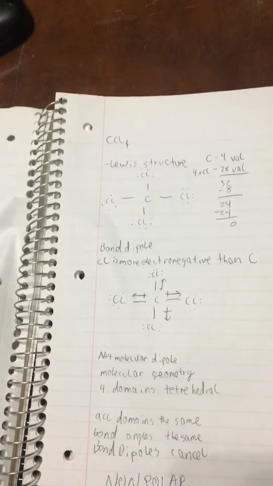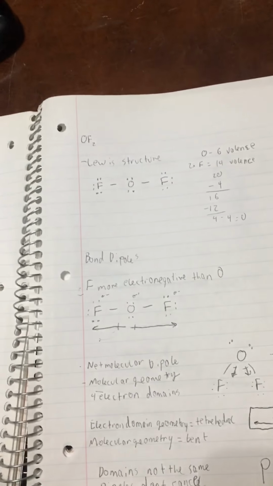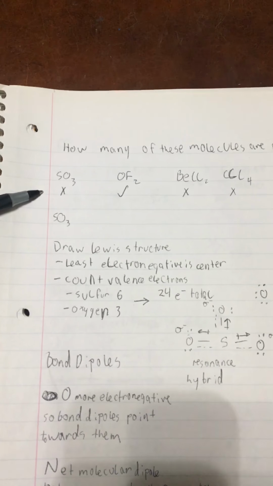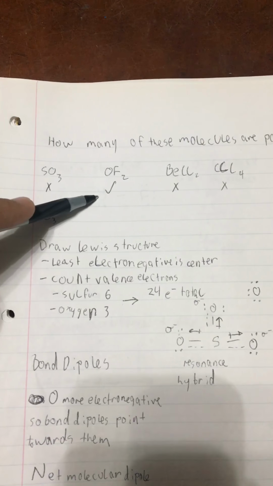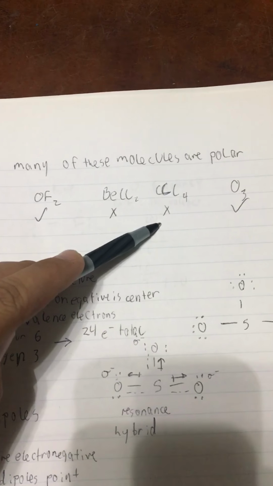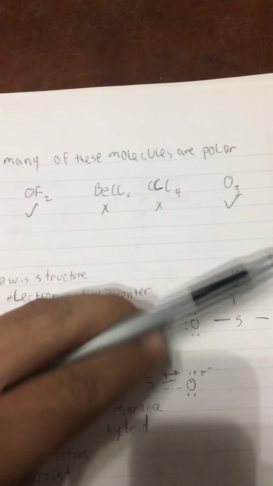So, out of all this, we've determined that SO3 is nonpolar, OF2 is polar, BeCl2 is nonpolar, CCl4 is nonpolar, and O3 is polar.